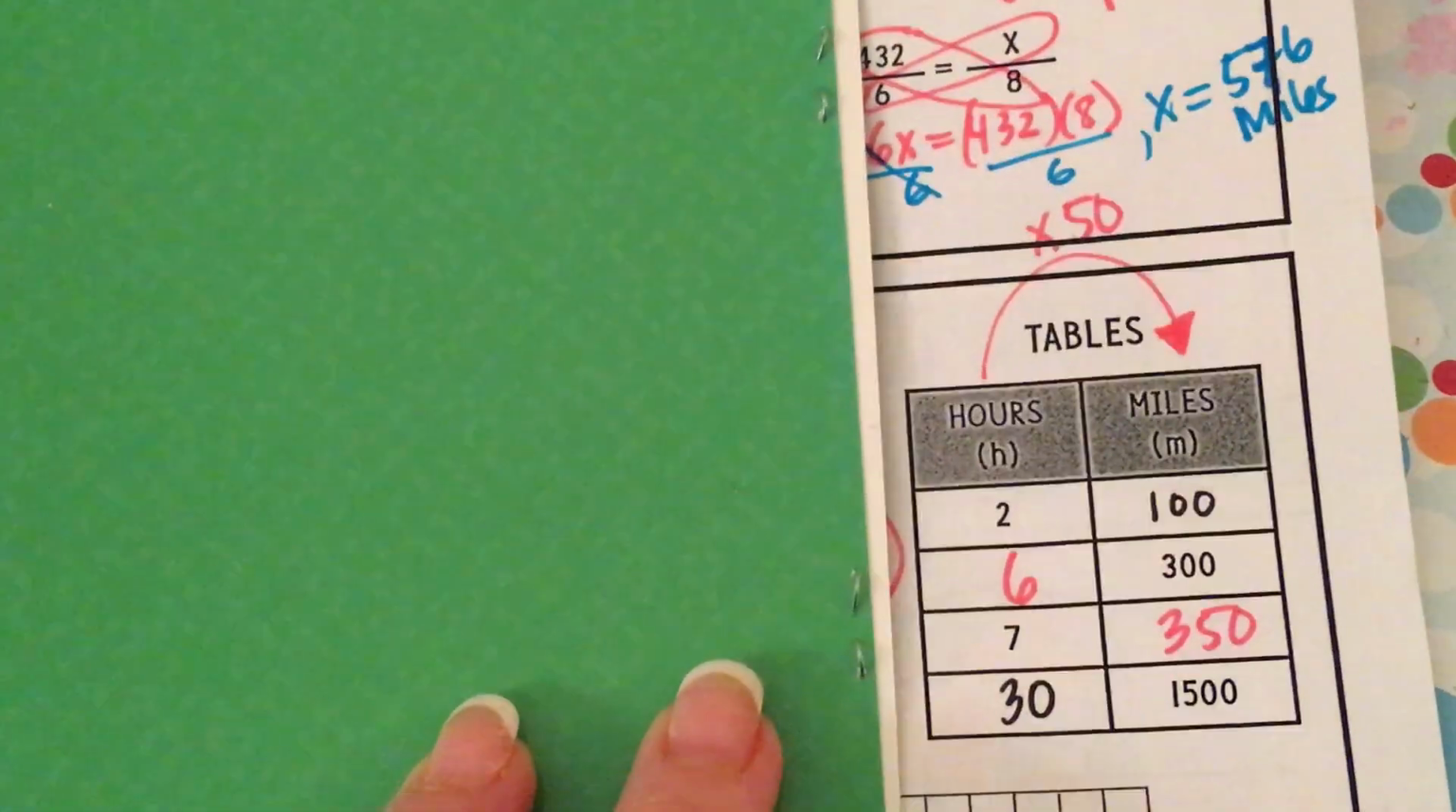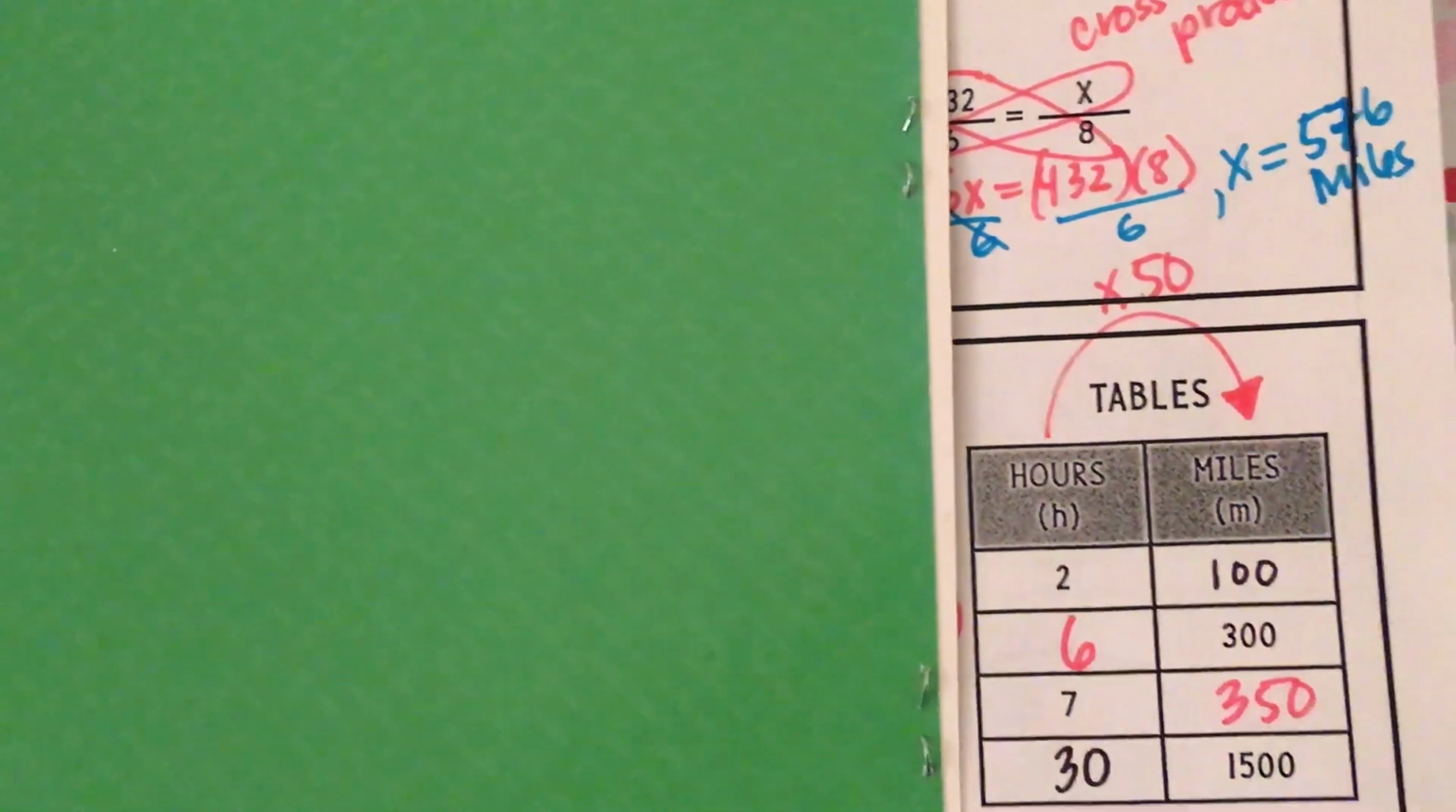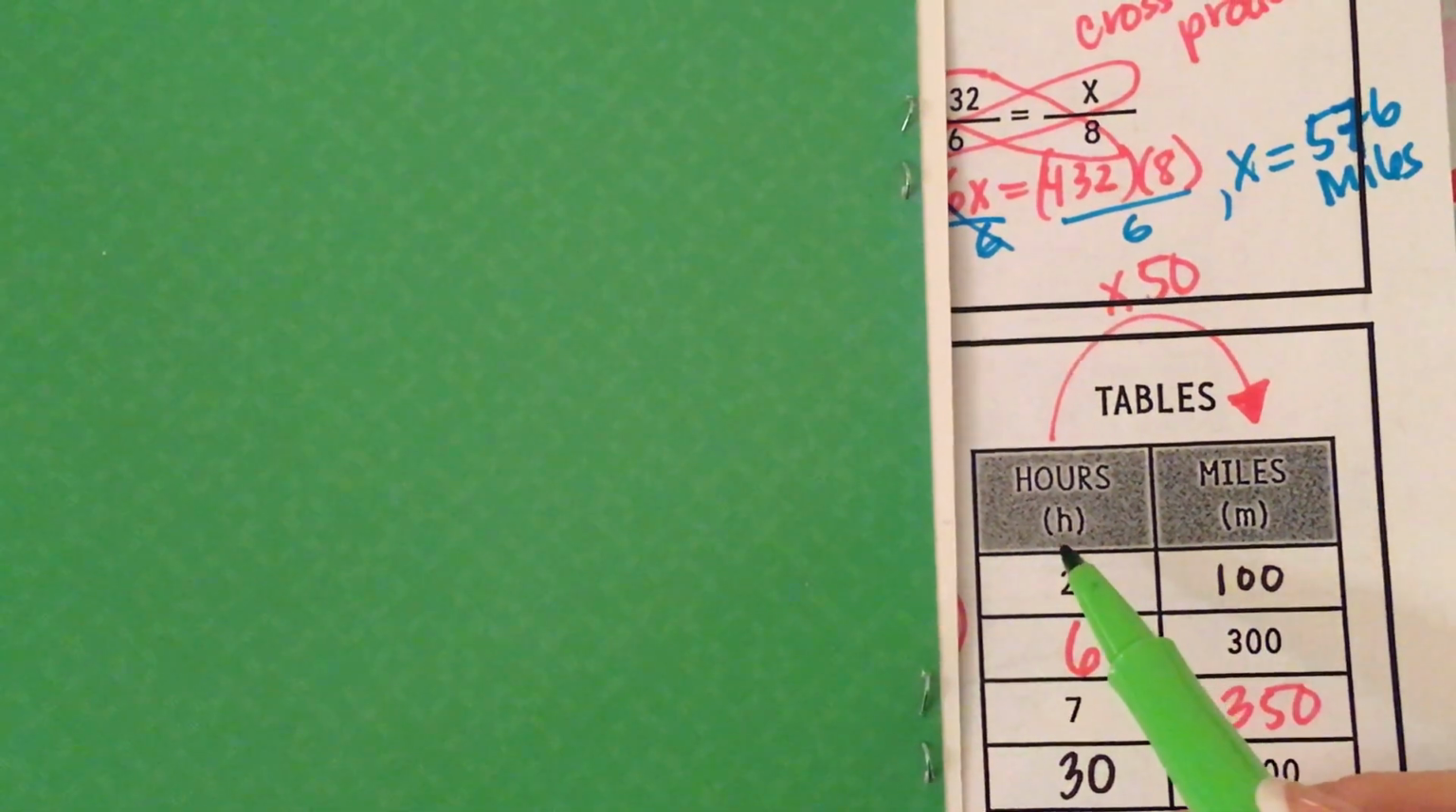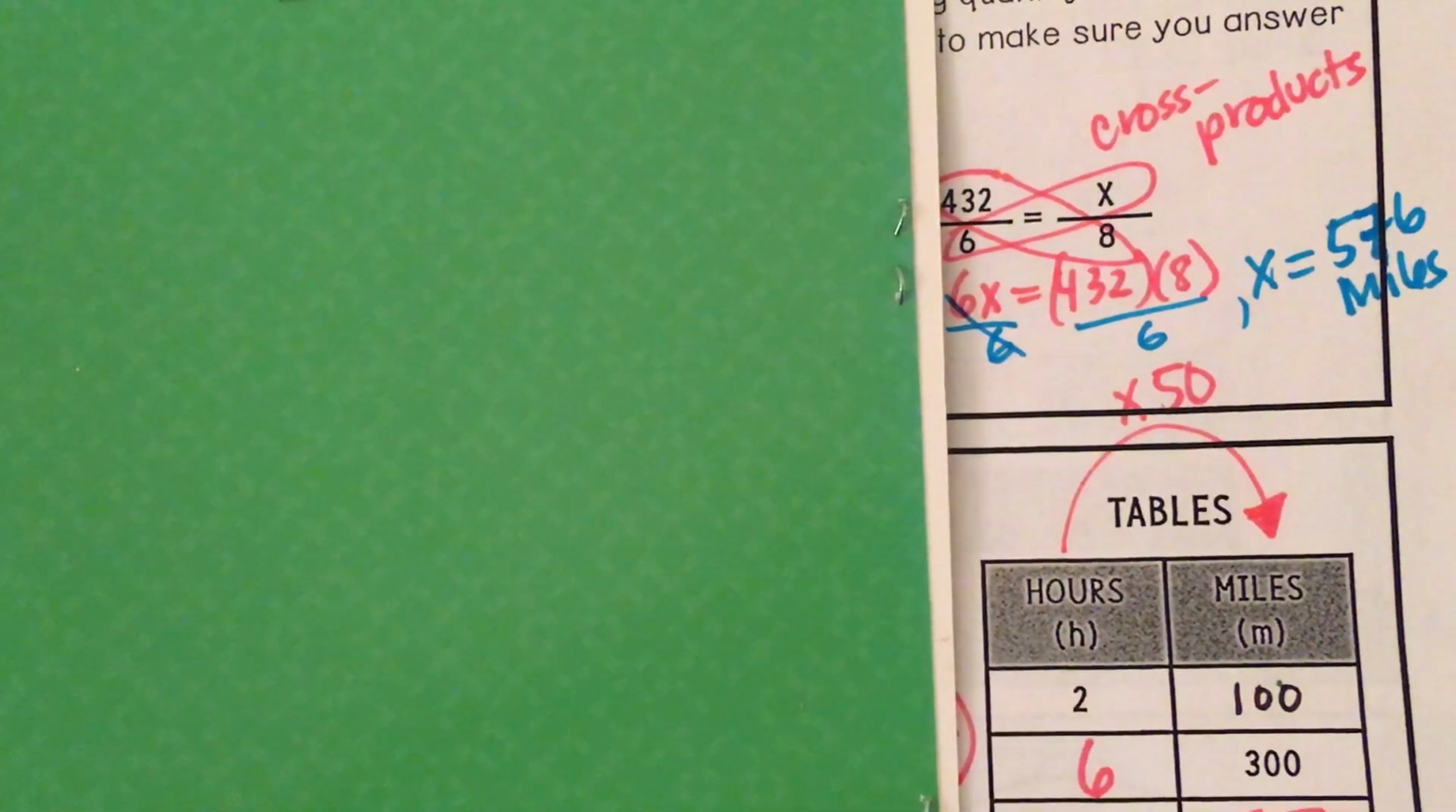If you had a chart like this, where hours is on this side, miles is on this side, they chose to use H and M instead of X and Y to make it really clear that H is hours and M is miles. You have to look at pairs to figure out how you get from one to the other. So if you have 2 here and 100 here, to get from H to M, you have to multiply by 50. 2 times 50 is 100. But the very next one, to get from here to here, you have to divide by 50.